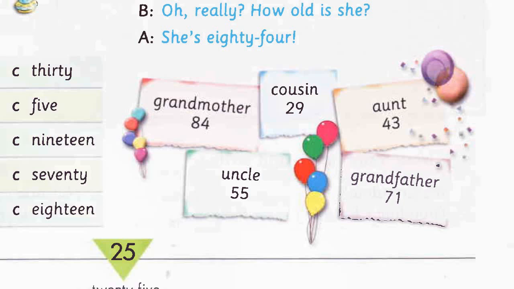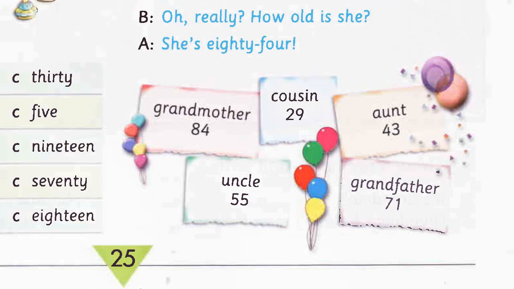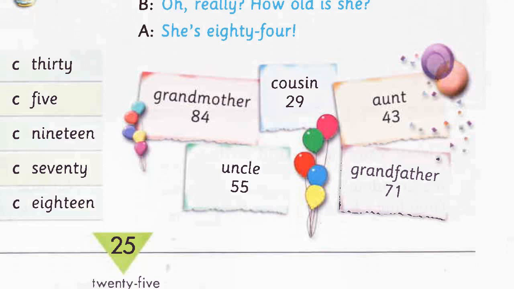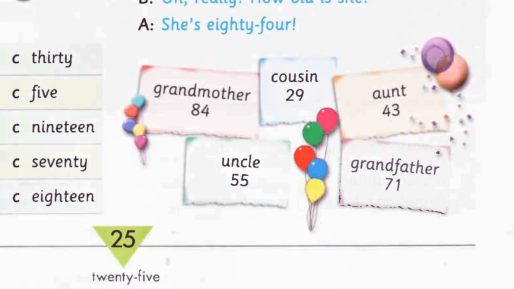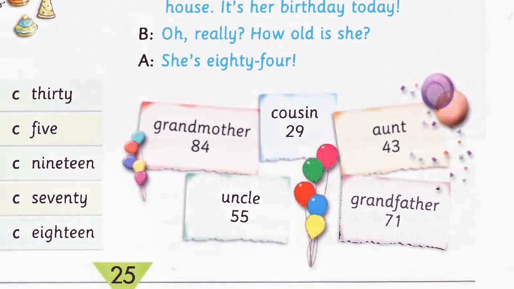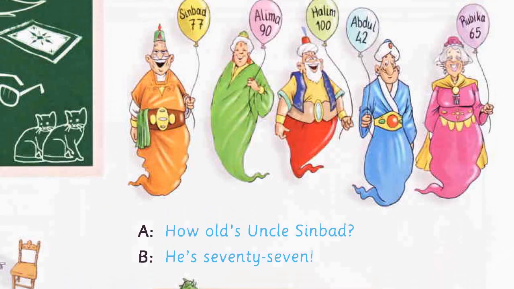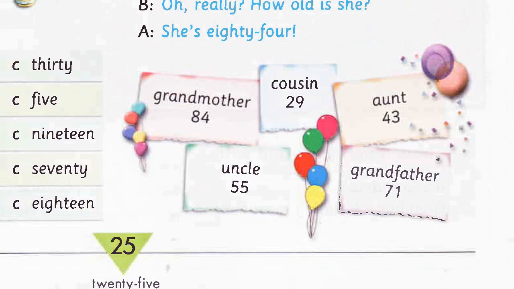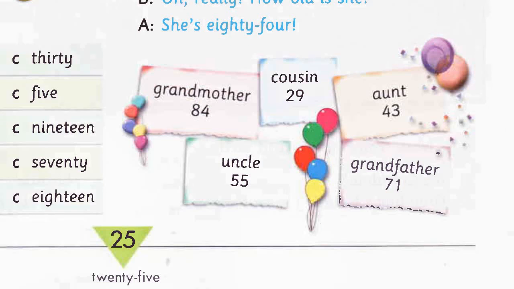Here's a picture. Look at here. Grandmother, 84. And another one. Cousin, 29. Aunt, 43. Grandfather, 71. And uncle, 55. Look at here. Okay, hold on. Let me see if I made a mistake. Maybe I said 77 was there. Okay, now it's 71.